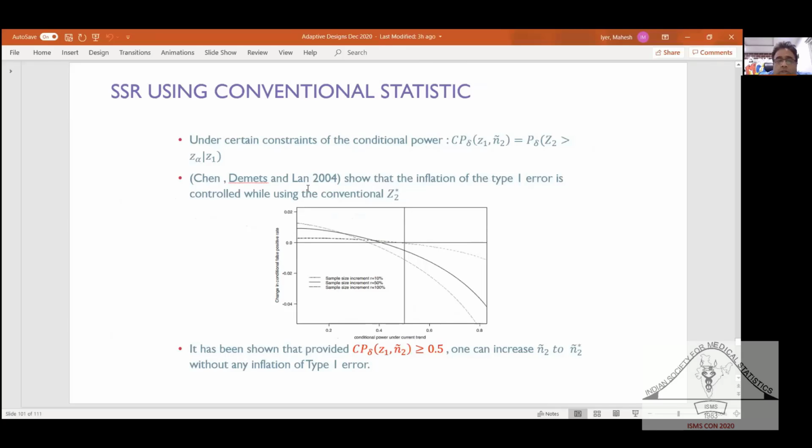So CDL, Chen, Demetz, and Lan, what did they show? They showed that under certain constraints, if your conditional power is greater than some value, in this case greater than 0.5, then you can actually increase N2 to N2 tilde star without any inflation of the type 1 error. Okay, so this is what was shown.